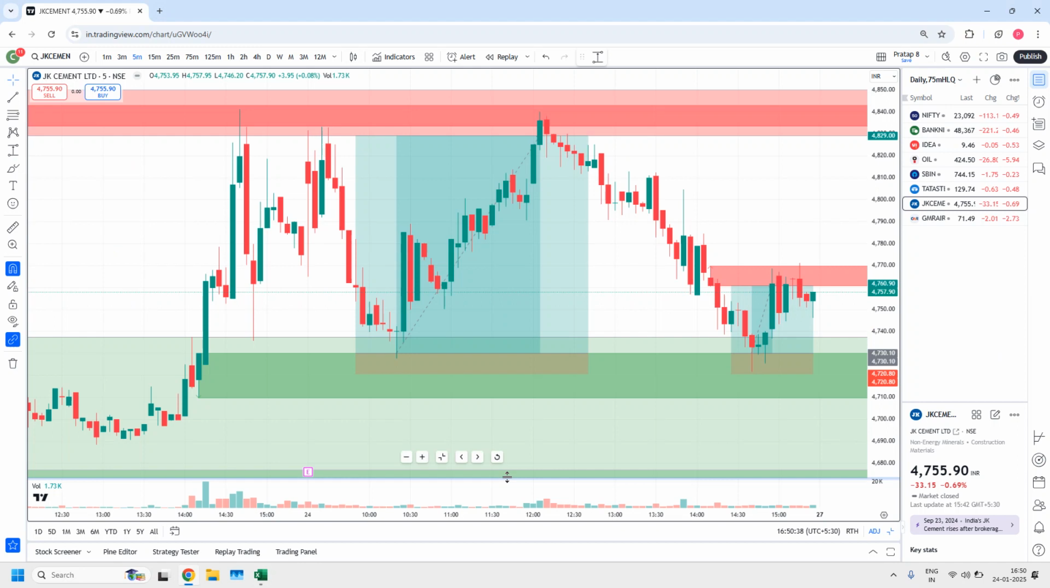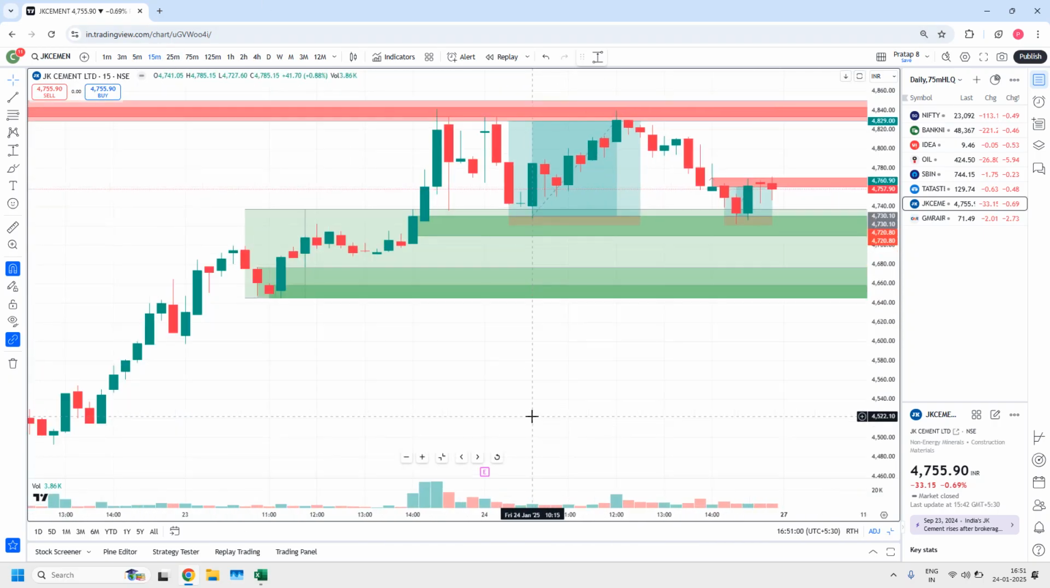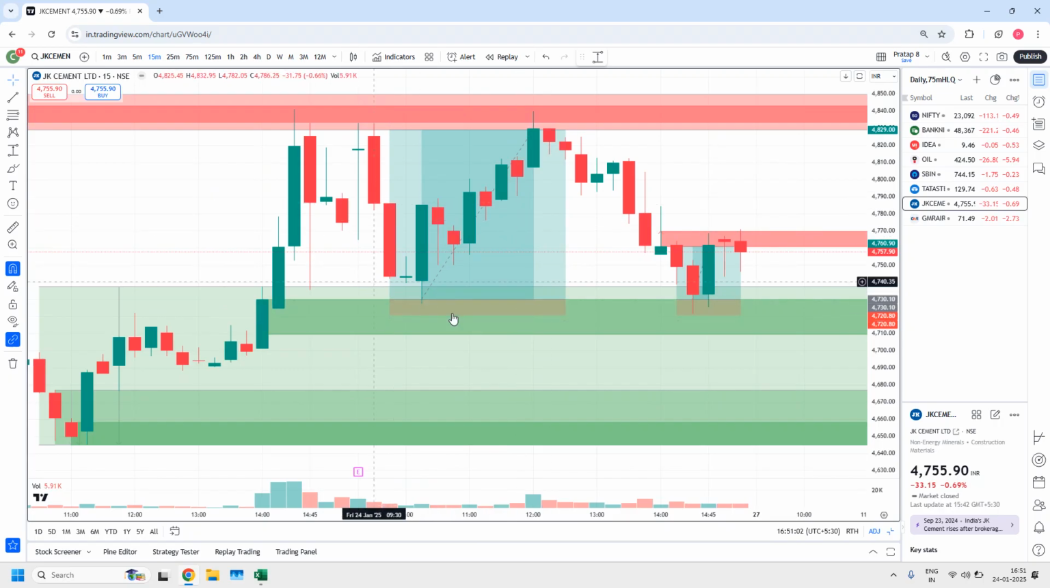Now the next question you have to ask: what made us take another trade here? Especially in the last 1 hour of the trading session, or the last 45 minutes of the trading session. What is the guarantee that it works very well? Very simple. Go to the 15 minutes time frame, you will understand. What did you observe in the 15 minutes time frame here?